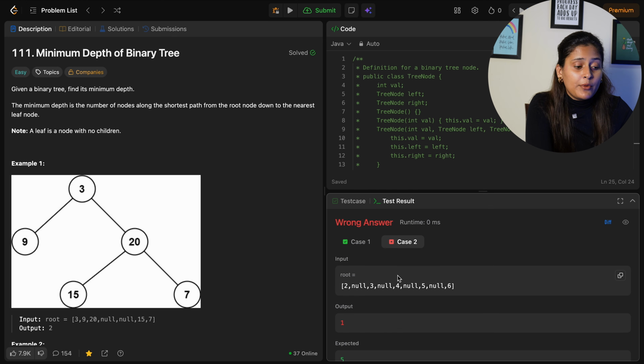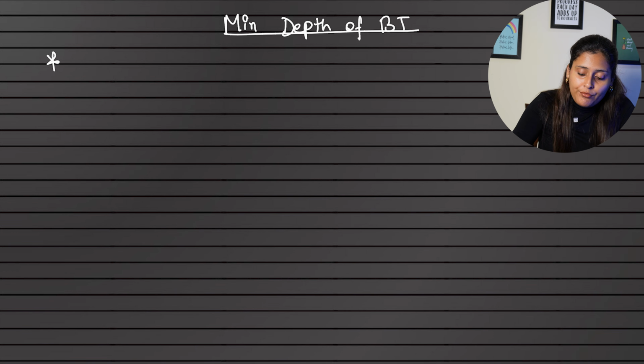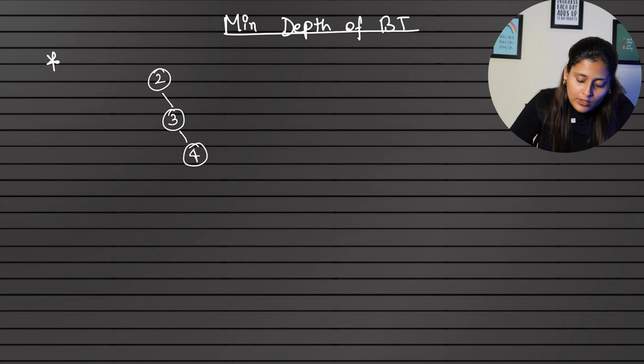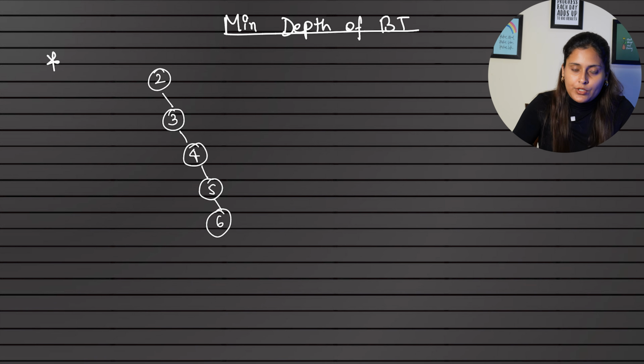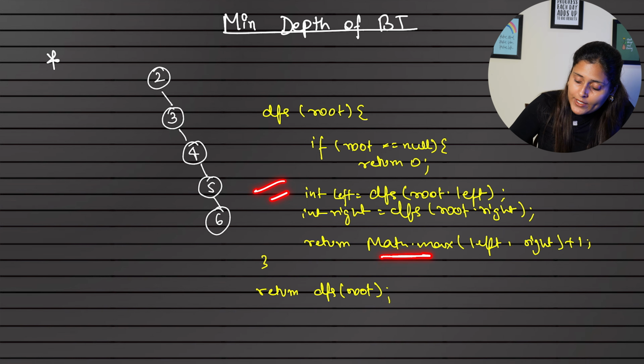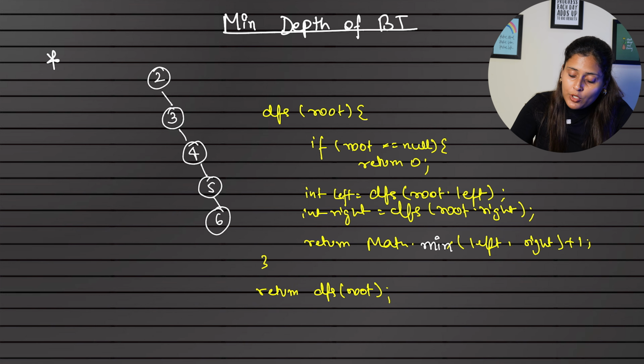As you can see, example number 2 has given us the wrong answer. Why is it so? Let's draw this tree. If we draw this tree, first we have 2, then we have null, then the right child is 3, its left child is null, then we have 4, then 5, then 6. It is something like a skewed tree. So what will it do now? Like how we did max here, instead if you do min, rest all is the same.